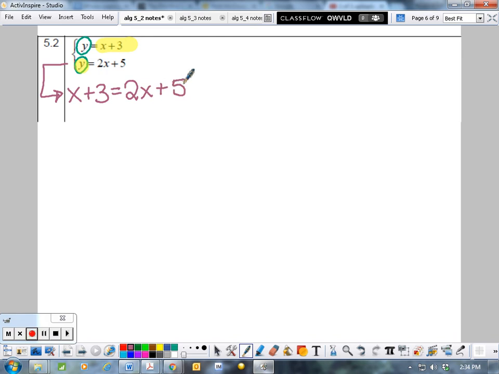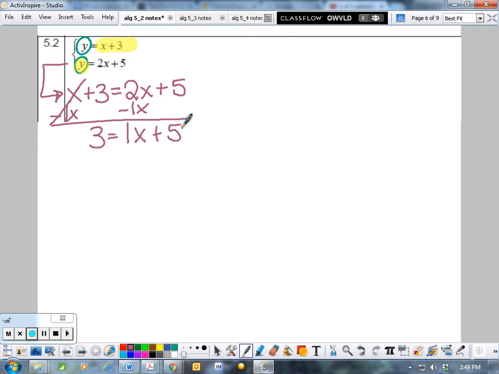Now this time again, my x's are on different sides, so I have to subtract from both sides or add to both sides to get them on the same side. So I'm going to move this x, so I'm going to minus 1x on both sides. So that turns into 0. So now I have 3 equals. Okay, so now we have the 3 left on that side, and then 2x minus 1x gives me 1x. And then we bring down the plus 5.